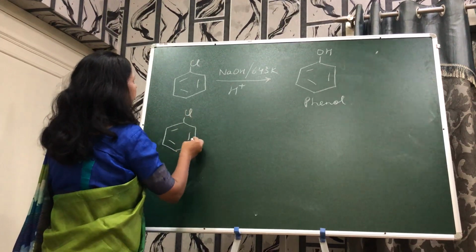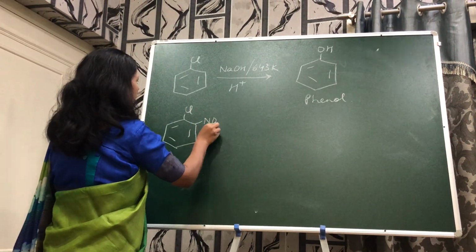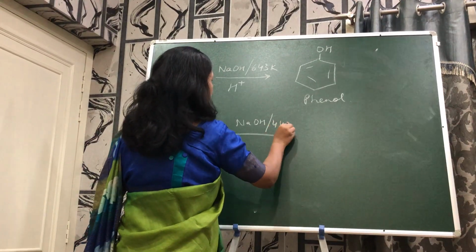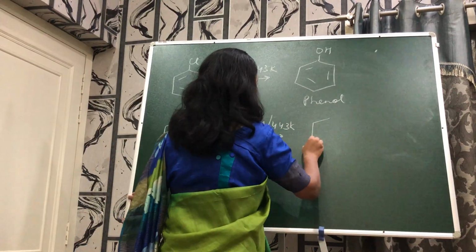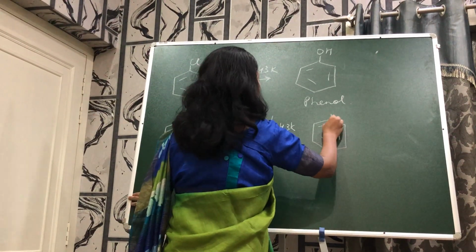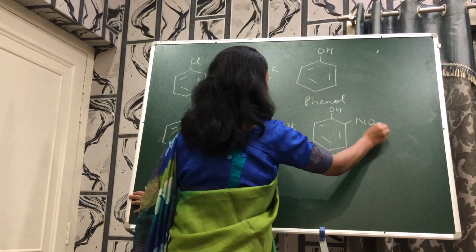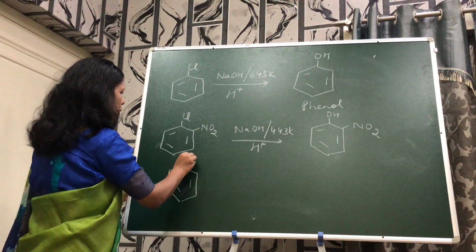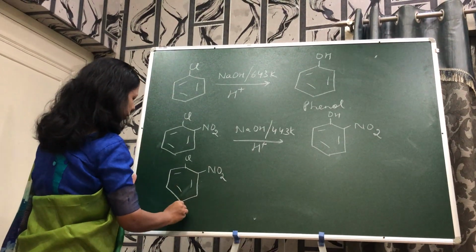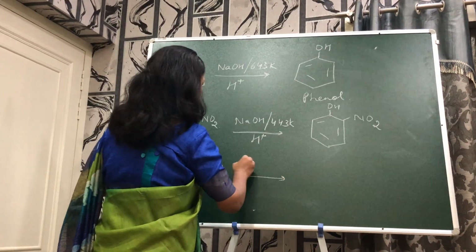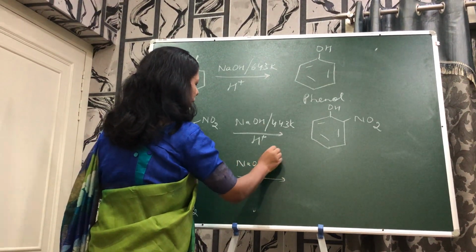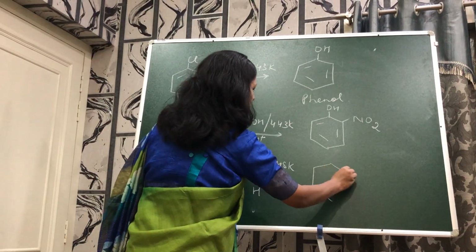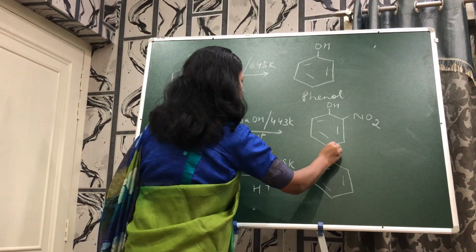Also, if a nitro group is present here, the reaction requires less heat, say 443 Kelvin, in presence of H+, to give the substituted product. Also, if there are two nitro groups present here, the reaction would require even less heat in presence of H+ to give the substituted product.